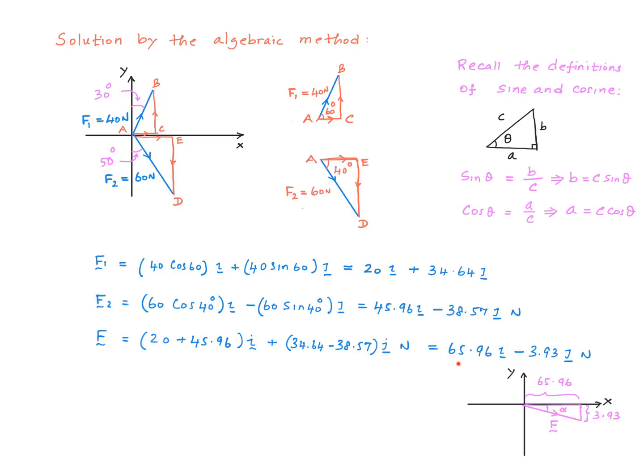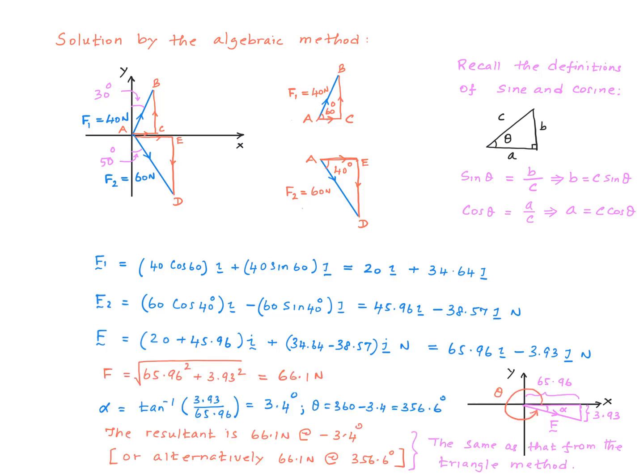Next, on the basis of these numbers, we make a sketch of the resultant vector f. So we have a very large positive x component and a very small negative y component. And on the basis of this, here's my sketch. The vector f plots in the fourth quadrant.